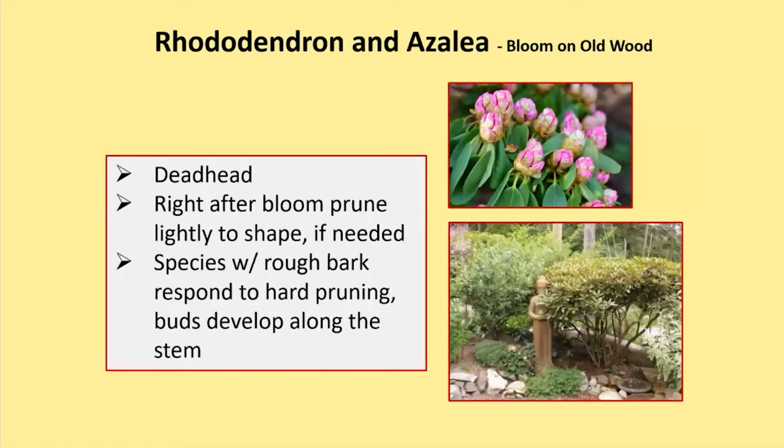And rhododendron and azalea, well, basically deadheading after bloom, very light pruning. However, just keep in mind, the species that have rough bark will respond to hard pruning. I have one of these in an area that's too shady, so it's never as thick and lush as I like. So I periodically will give it a hard prune to stimulate side branches to develop along the stem.